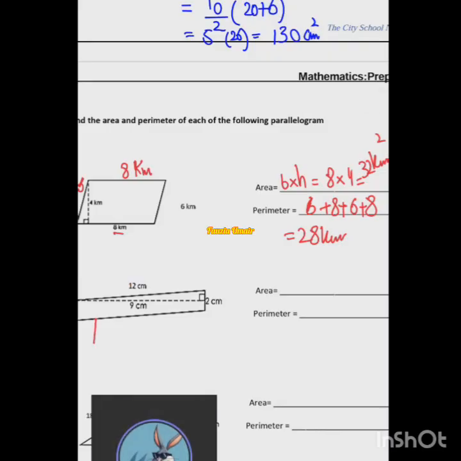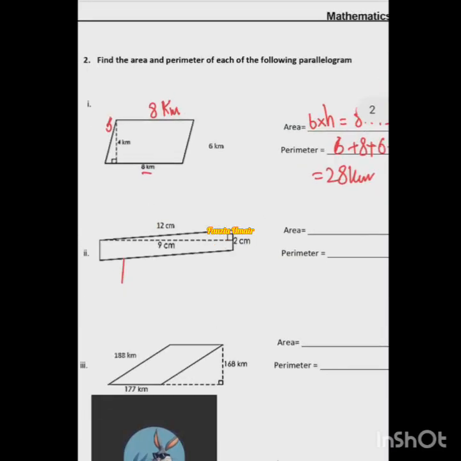So now this next question. What is the base and height? Ma'am, base is 2 centimeter and height is 9 centimeter. Very good. For the base and height, you need to look for this 90-degree angle, right? So it is 18 centimeter square. Correct.